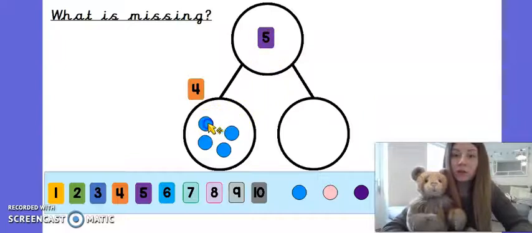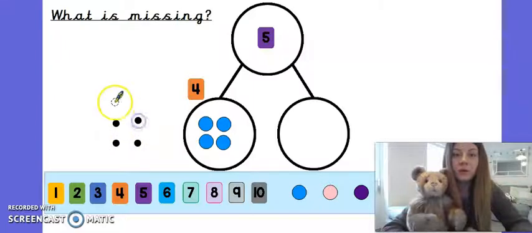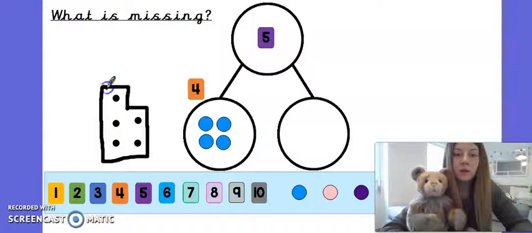Now what I could do is arrange my counters in a pneumocon shape, because we know that a pneumocon shape has 5 holes like this. 1, 2, 3, 4, 5. We can remember that little pattern, can't we? And that just reminds us that number 5 has got 5 holes in it. So we've got 4, and we need to work out how many more we need to make 5.